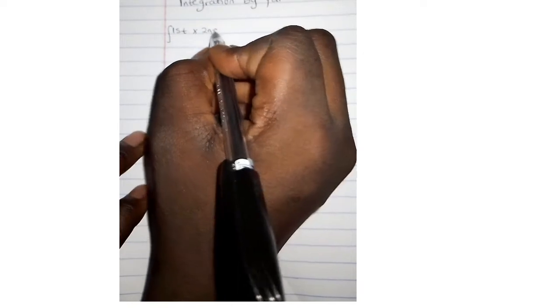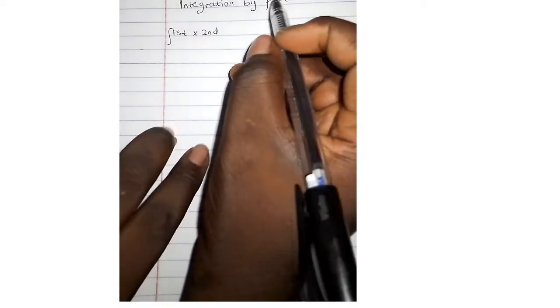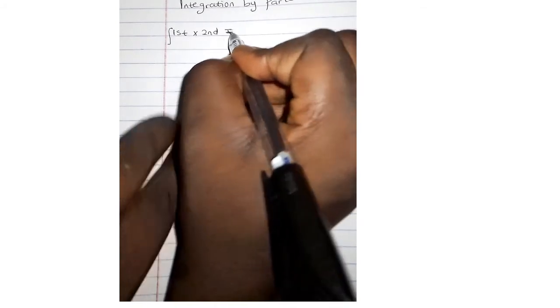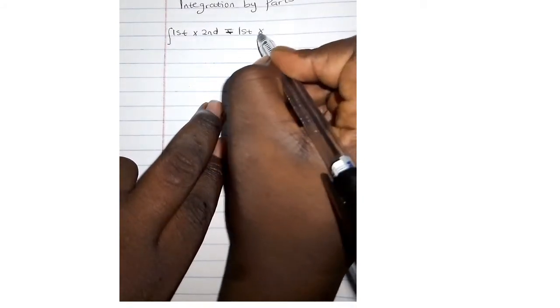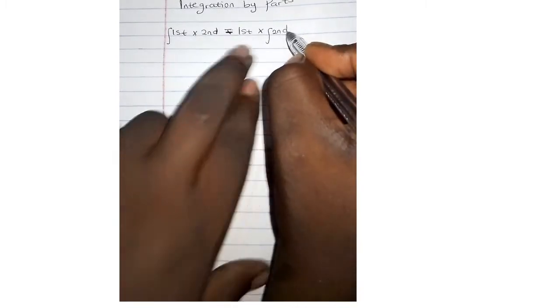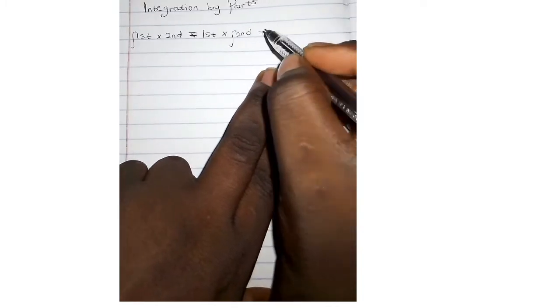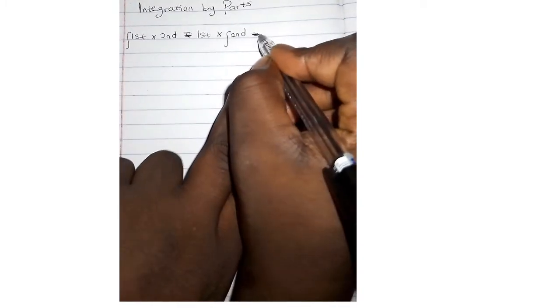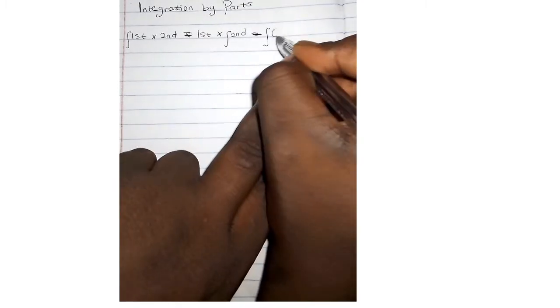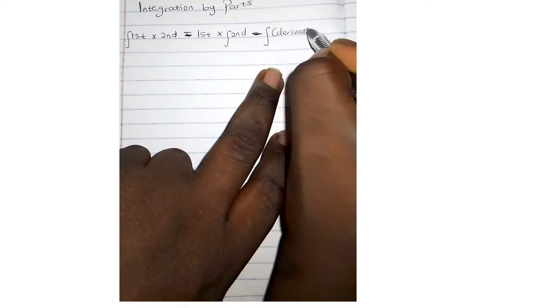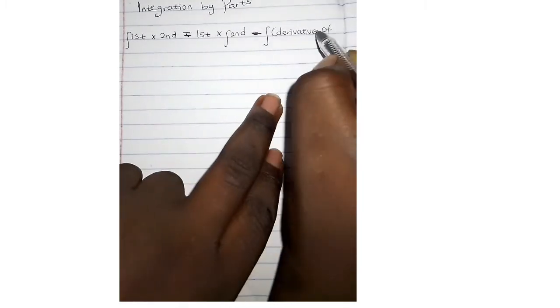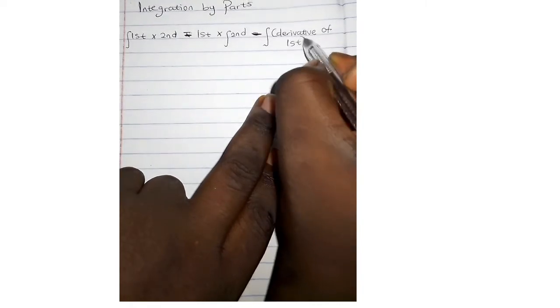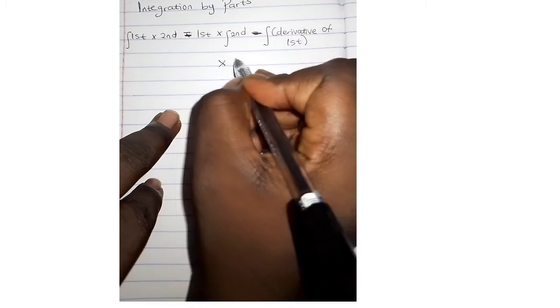Now this formula is given as the integral of the first multiplied by the second is equal to the first times the integral of the second, subtracting, I'm so sorry for the errors, the integral of the derivative of the first multiplied by the integral of the second.